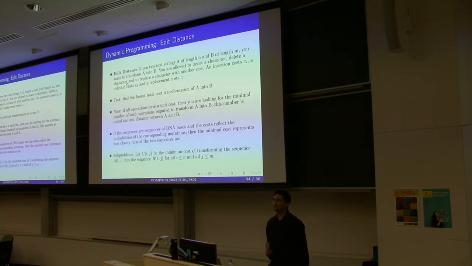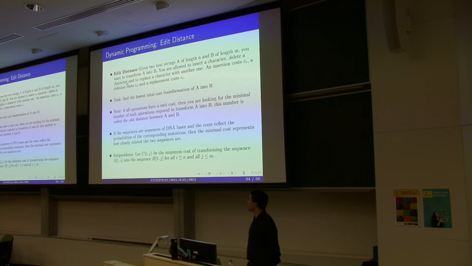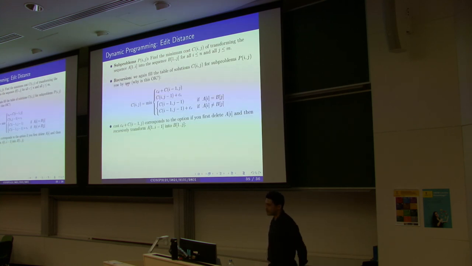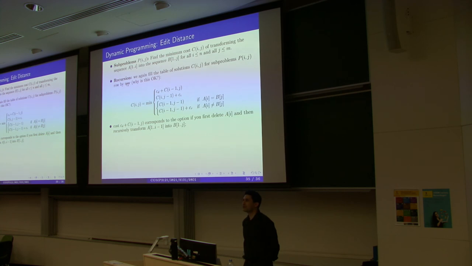As is always the case, you want to set up a subproblem. And in this case, the subproblem is going to be called C(i, j), which is the minimum cost of transforming the sequence A, while only restricting string A to the first i elements, into sequence B, which is only restricted to the first j elements, where i is some value less than or equal to n and j is some value less than or equal to m. So again, we're trying to solve smaller problems and using those to find larger problems. So this is the recursive formulation here. I've just given you the formulation immediately, but it's going to be very evident soon why this formulation works.